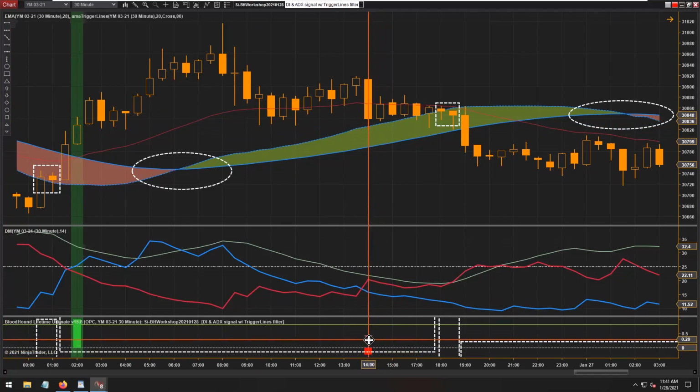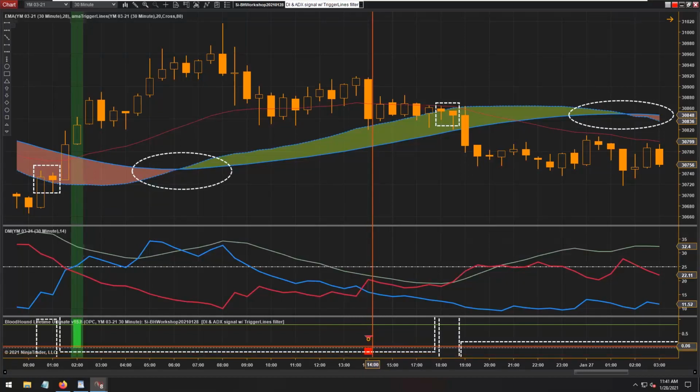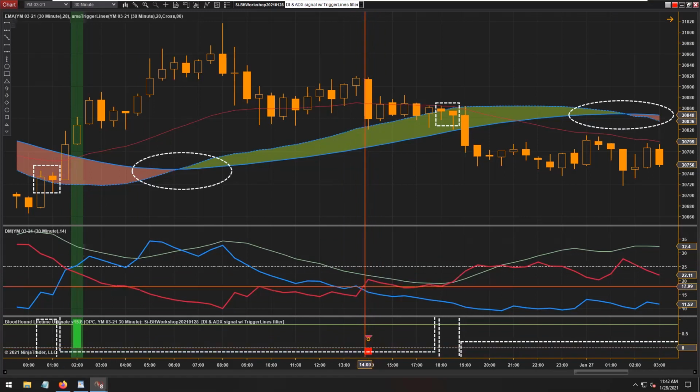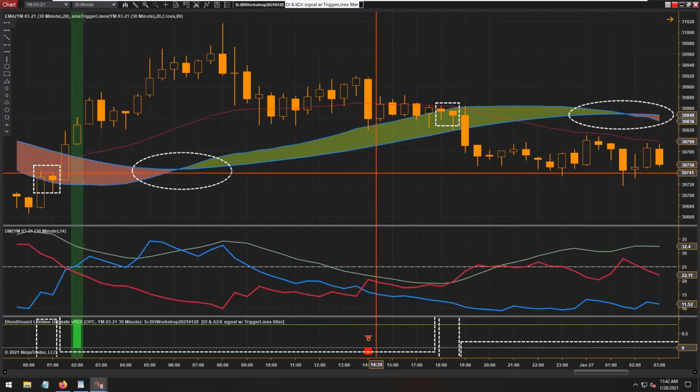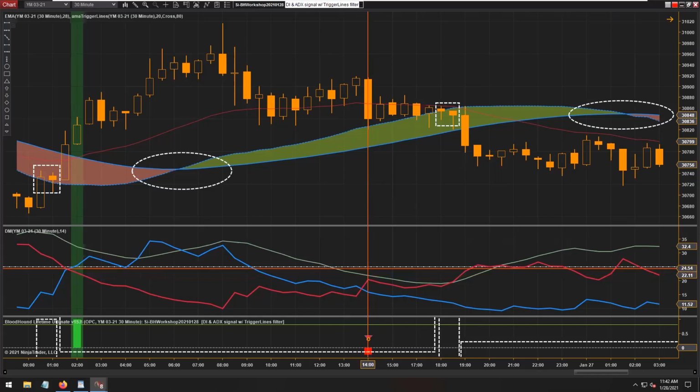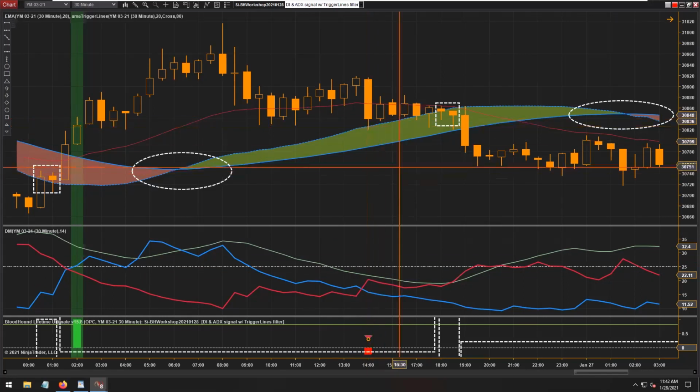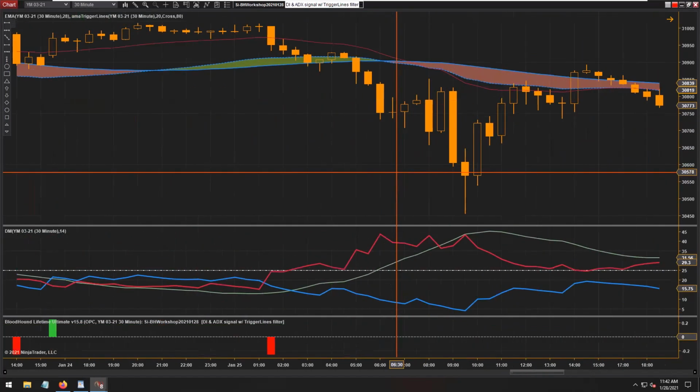So I can see this kind of partial output. It's only a quarter of an output, or 0.25 of an output, but there's no racing stripe. There's no signal. So that allows me to quickly look at BloodHound's output and go, oh yeah, there's a short crossover right there. And then I can verify everything else. Of course the ADX is below 25, so we know that was filtered out. And also the close of the bar was above the trigger lines as well. So I can use this.